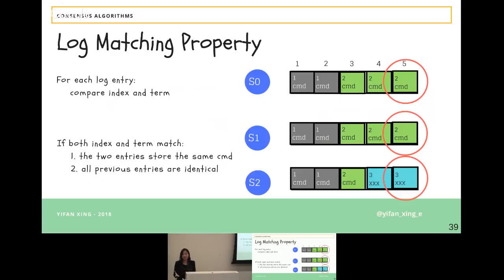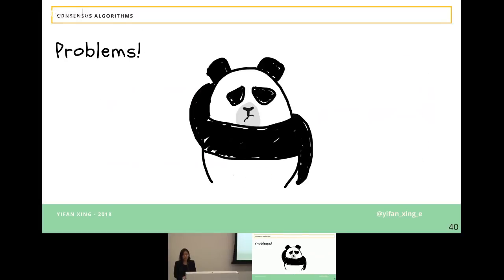As a counterexample, servers 0 and 2 do not have matching terms at index 1. So you can't assume everything before this is going to be identical. Is there any problem? I actually drew this. I think I did a great job.